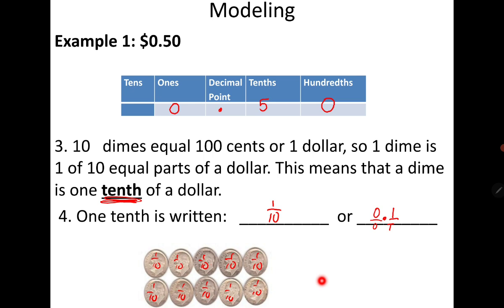In terms of thinking about dimes, because a dime is one of 10 equal parts of a dollar, that means that 5 dimes is equal to 5/10. And so what we're going to continue thinking about in this lesson is equivalent tenths and hundredths. Because 5 dimes is 5/10 of a dollar, and 5 dimes is also equivalent to 50 hundredths of a dollar, that means that 5/10 is also equivalent to 50 hundredths.